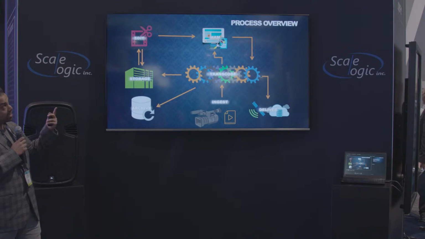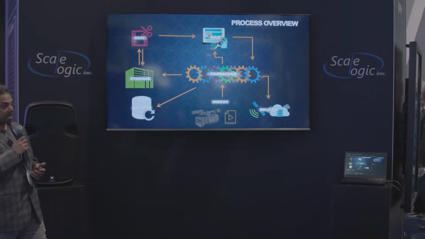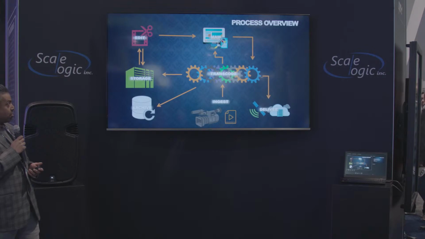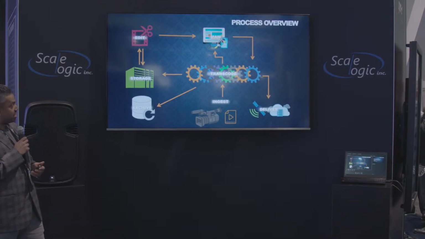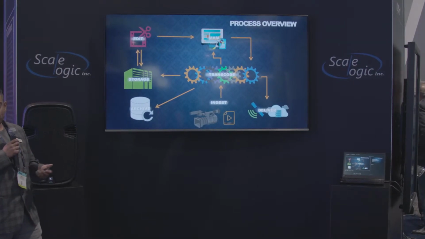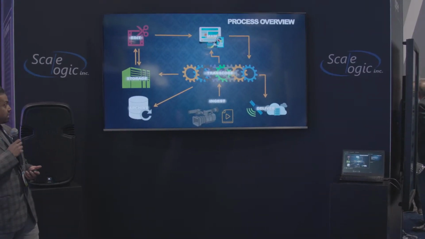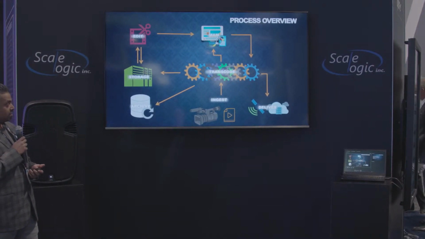And that's where a company like Scale Logic can come into play. And there's a big green storage box there, but that doesn't explain the complexity behind that storage. And I'll go through that in a bit more detail. From that, you have your edit process. And there's two arrows from the edit because you have the whole online, offline relink process that is involved. And I'll also go through more detail in that.